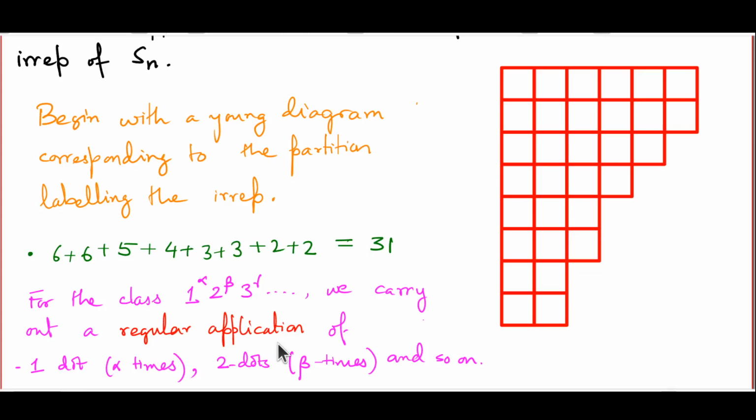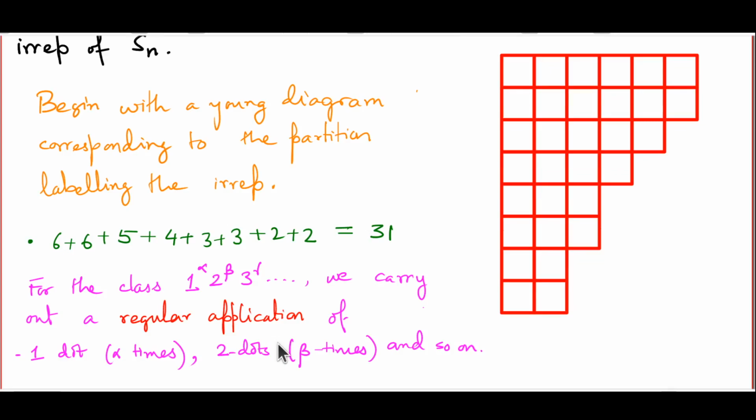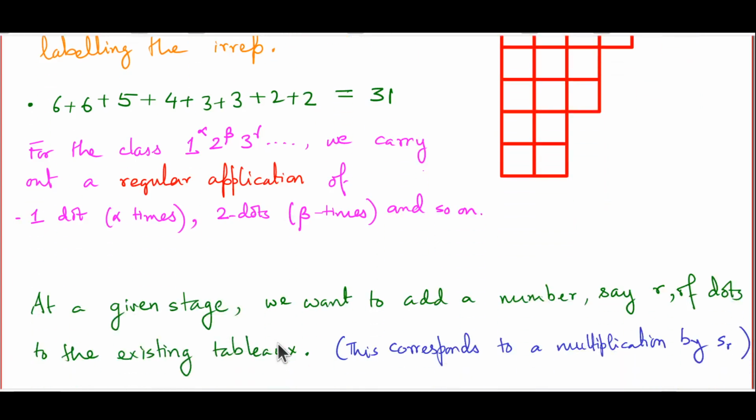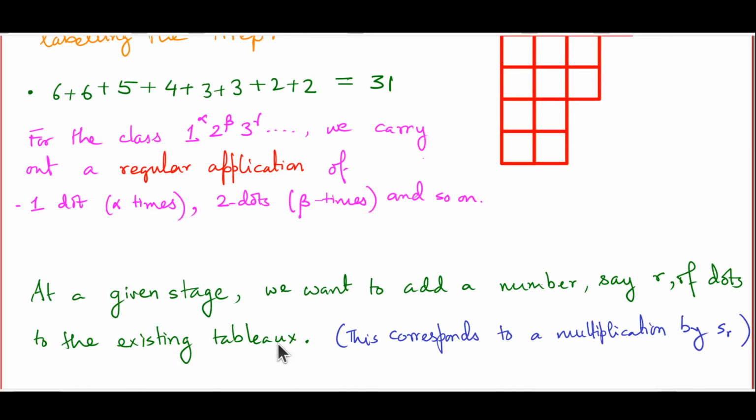Now, this application can be done in any order that you want, but in the end, you will have to apply all the dots and find out all possible ways in which this particular Young diagram can be filled, staying within the rules for this so-called regular application. And the rules for this is what I am going to outline now. At any given stage, what we need to do is add a number, say R, of dots to the existing tableau. So this corresponds to a multiplication in particular by SR.